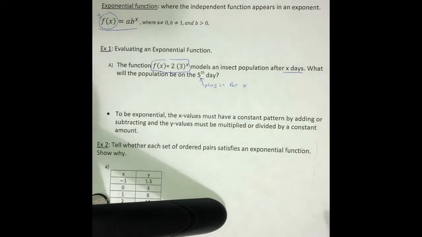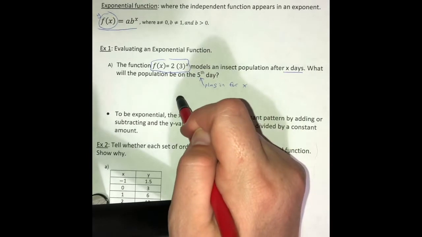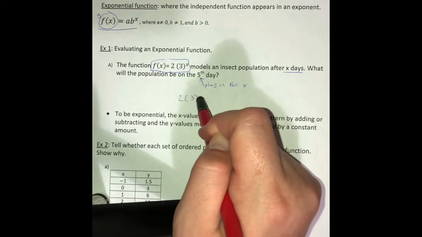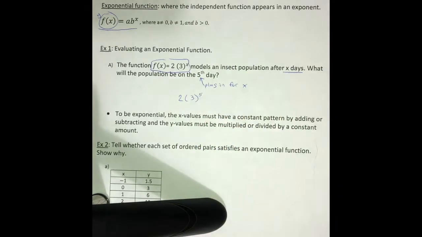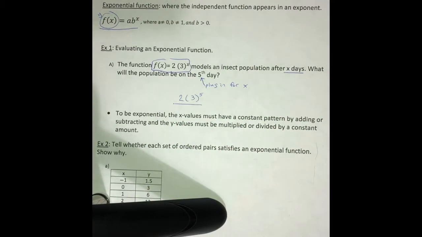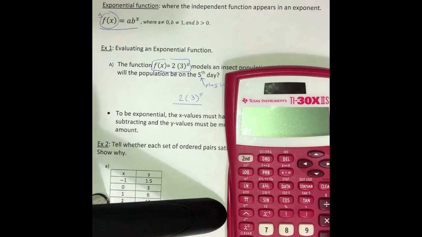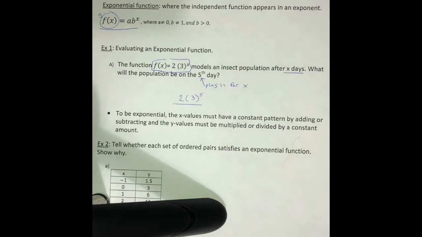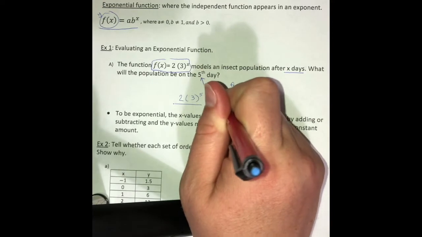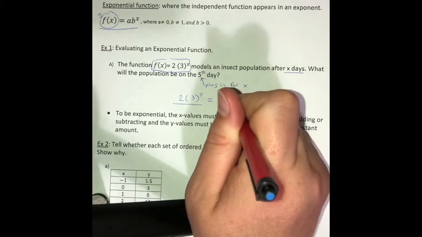And then we're just going to use the calculator. Okay, so I'm going to have 2 times 3, and then I'm going to change the x to a 5. So that is what I'm going to plug in the calculator. So on my calculator, clear that out. So I have 2 times 3, hit your exponent button, remember that's the up arrow, to the 5th power. And we're just going to hit enter, and it's 486. So 486 will be that population on the 5th day.